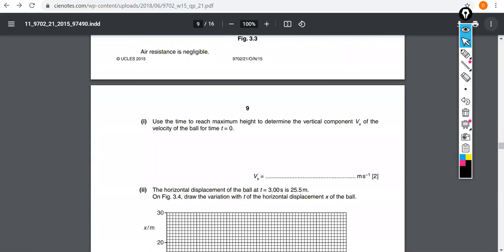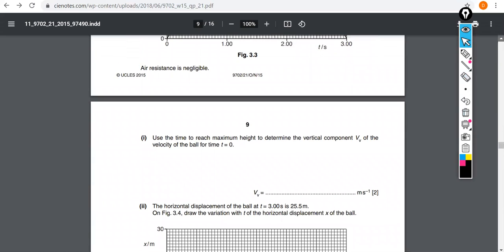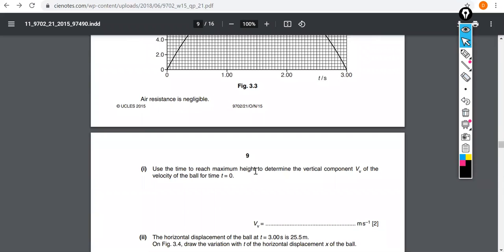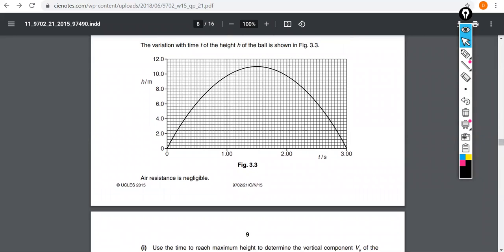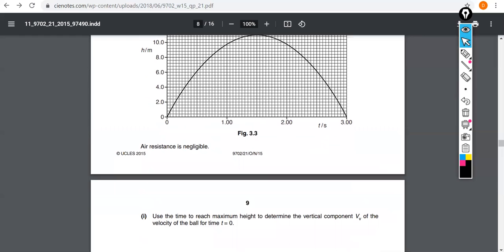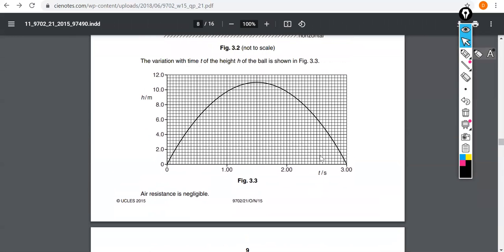And then from that, they say use the time to reach maximum height to determine the vertical component v sub v of the velocity of the ball for time t equals 0. So we sort of extract that from the figure. Its maximum height is the peak here, and it looks like it neatly corresponds to 1.5 seconds, right? So directly in between 1 and 2, there's the peak right there.